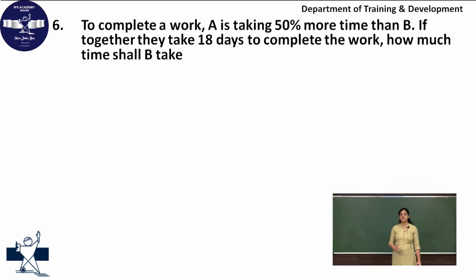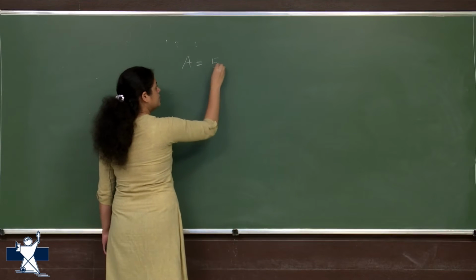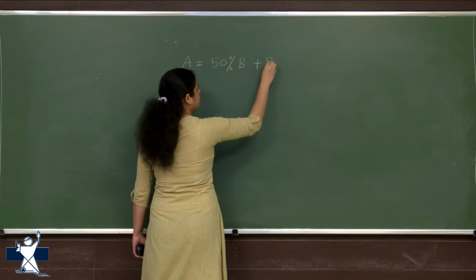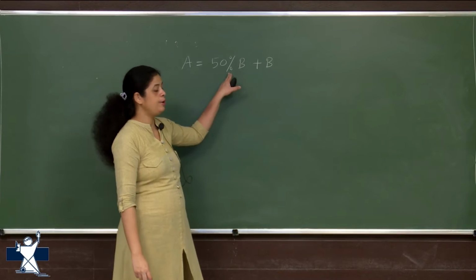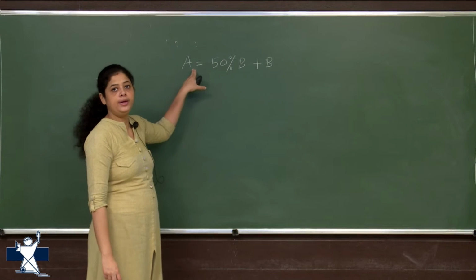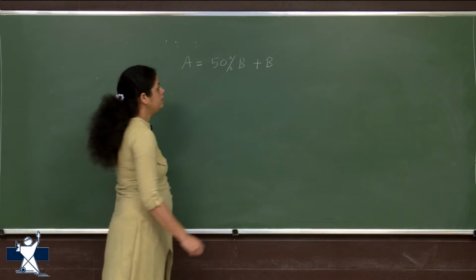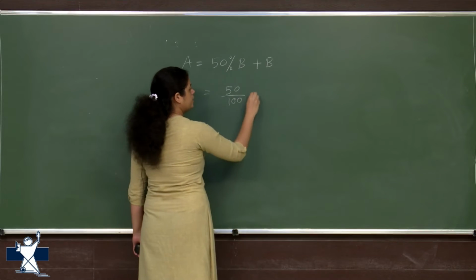Now, to complete a work, A is taking 50% more time than B. So 50% of what? B. Right? So we will write like this. A is taking 50% more time than B. That means whatever time B is taking, A is taking 50% more of it. So in B's time, adding 50% of B, we will get A's time. Right? So get rid of the percentage sign. I have told you, when you want to get rid of the percentage sign, 100 comes in the denominator.